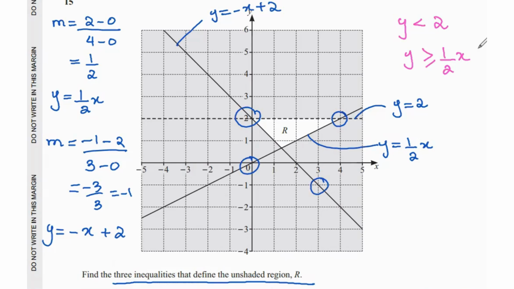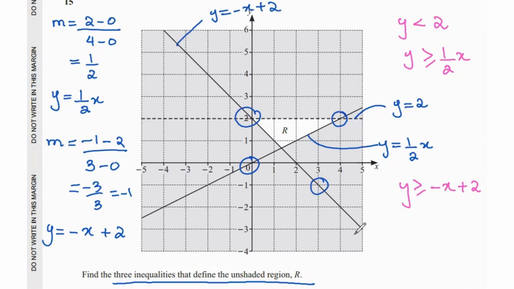When it's a dotted line, it's not greater than or equal to or less than or equal to. It's just less than or greater than, depending on the shaded part. But if it's a solid straight line, then we write the equal to sign as well. Then thirdly, for y equals negative x plus 2, your shaded area is underneath the line, which means once again, the unshaded part is greater than or equal to negative x plus 2. So these are your three inequalities.